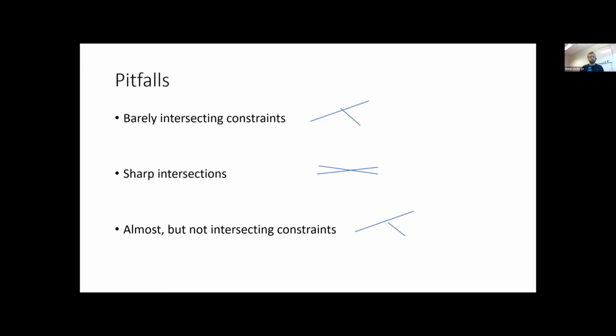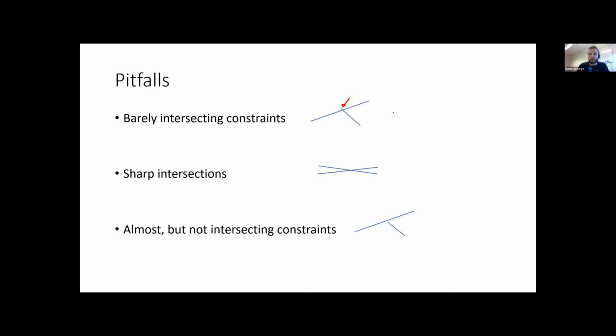There are some pitfalls you can run into, especially if you want to create grids that are conforming to randomly created constraints, which you will have, for example, in a stochastically generated fracture network. And I have listed here three cases that can be especially difficult. The first case is where you have barely intersecting constraints. So you have this part here that is really small and much smaller than your mesh size.